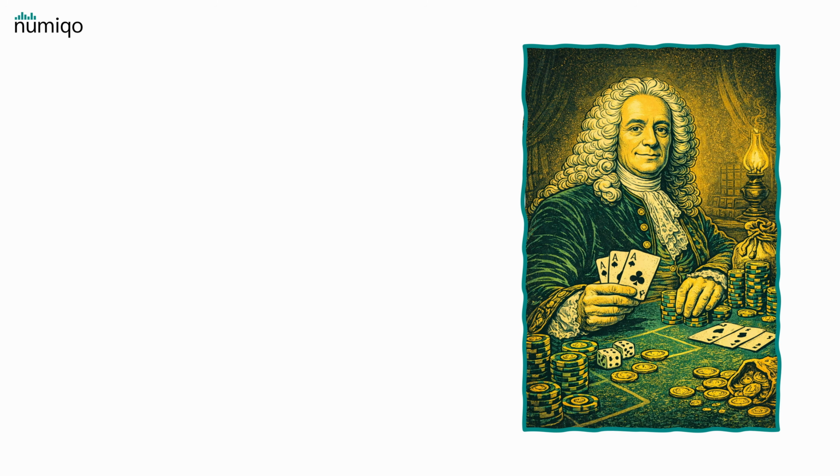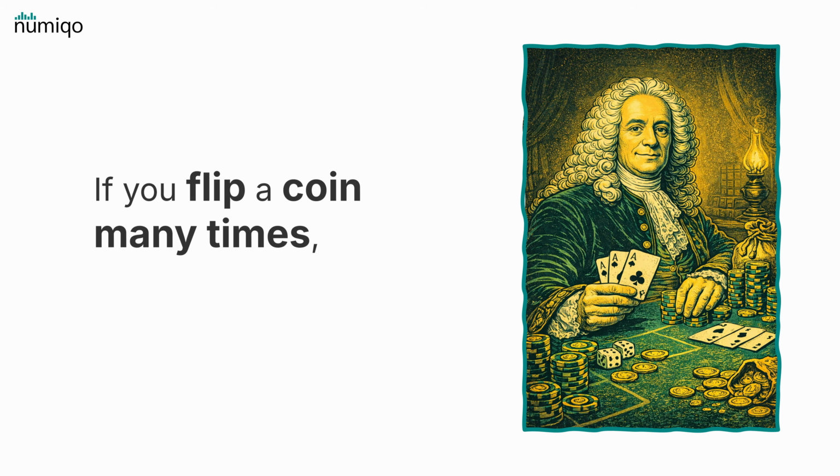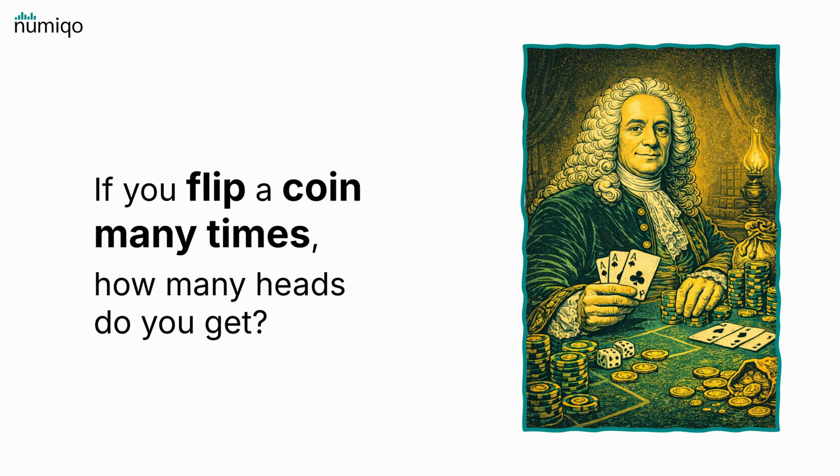He wanted to understand questions like this. If you flip a coin many times, how many heads do you get? But de Moivre had a problem. When the number of flips gets big, the calculations get painful. So he looked for a shortcut.